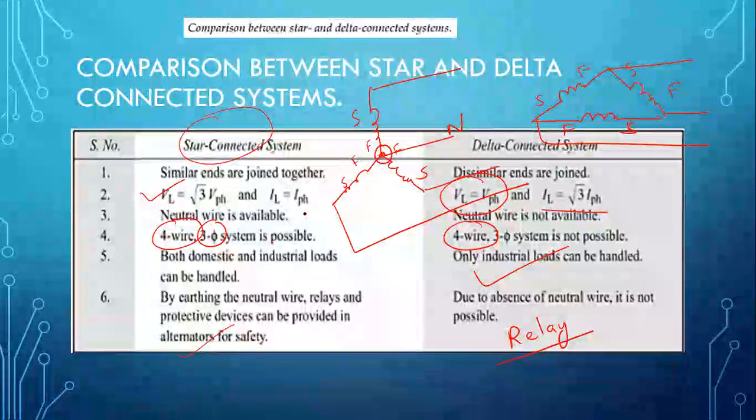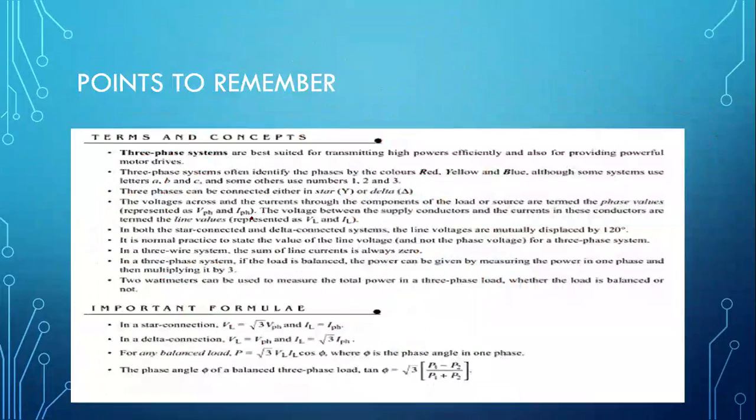So this is a comparative study which will help you to remember these relationships, and you can write these points if they ask you something about star and delta. So finally, everything we have covered: 3-phase systems are best suited for transmitting high power efficiently, and also for powering motor devices. So we are talking about industrial application. Always remember, 3-phase means higher power industrial application. 3-phase systems, we mark them as red, yellow, and blue, or RYB. You can say ABC, 1, 2, 3, anything. They can be connected either in star or in delta.